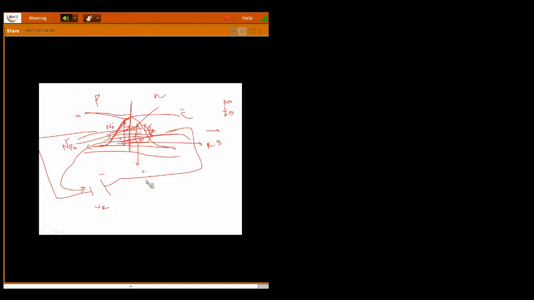After the storage time, even when it comes to the open circuit condition, it will take some time. That is the transition time. Now if this is clear, then our topics are also clear.